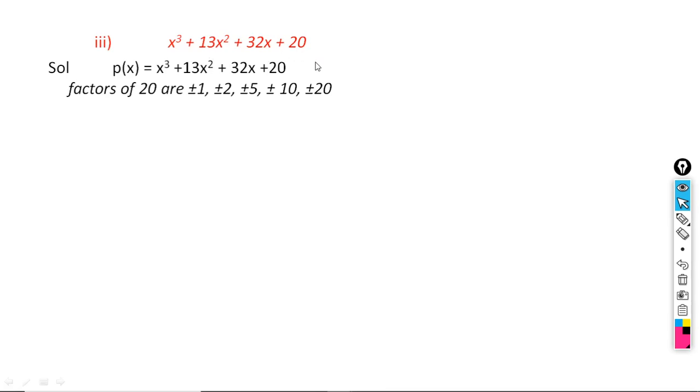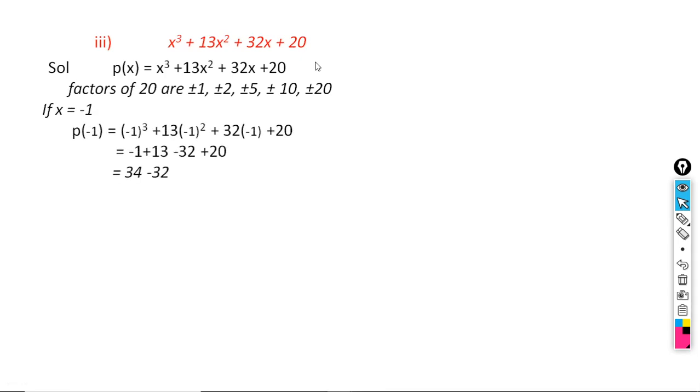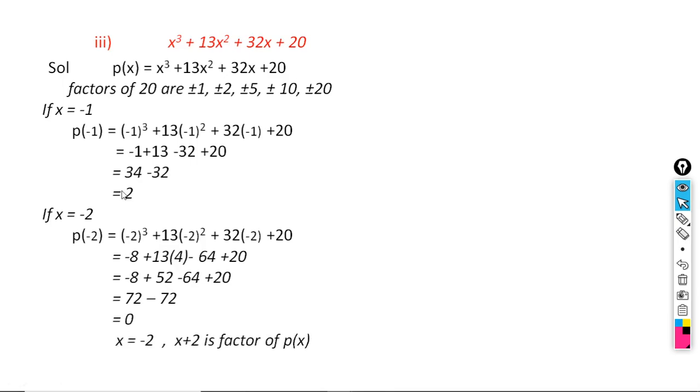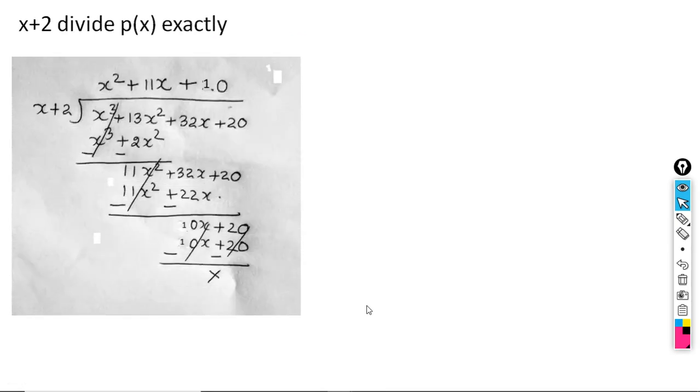So try to substitute negative values. I substitute x equals minus 1, we did not get 0. By substituting x equals minus 2, we will get 0. So it means x equals minus 2, or we say that x plus 2 is a factor of p of x.